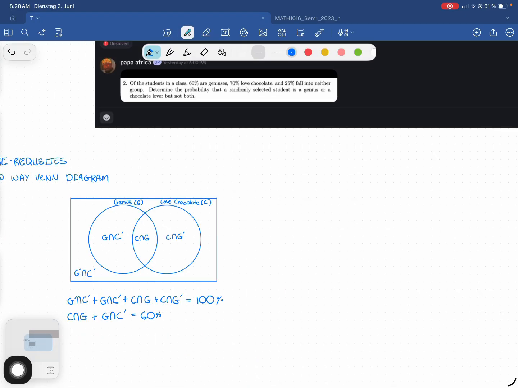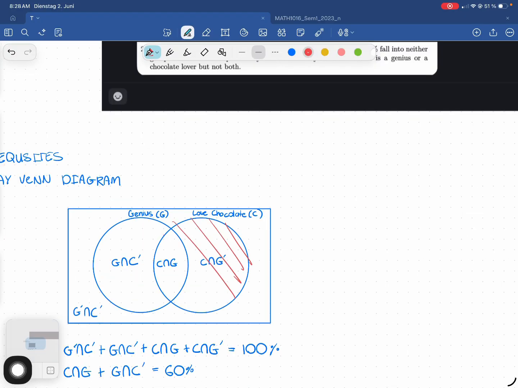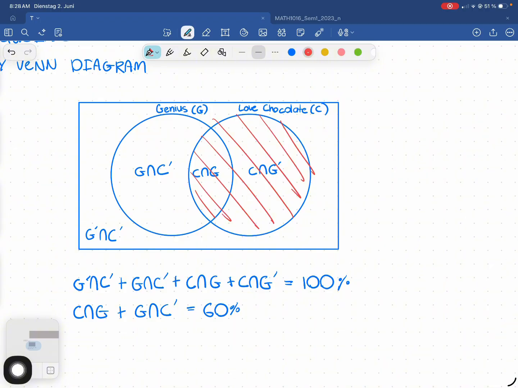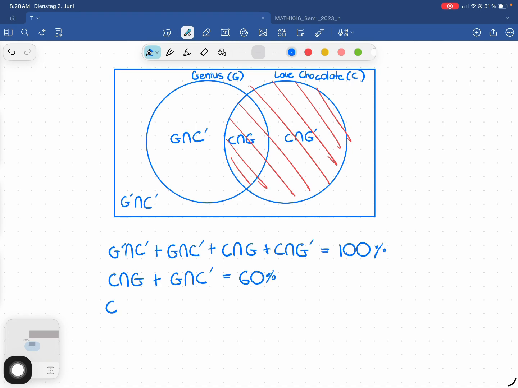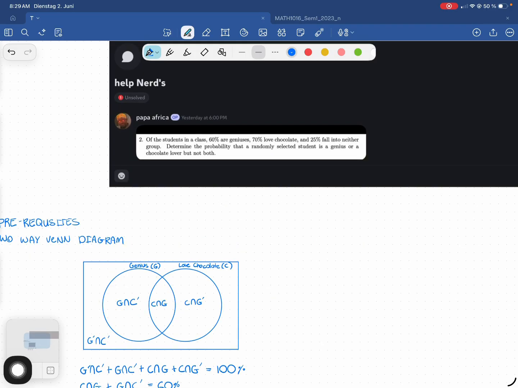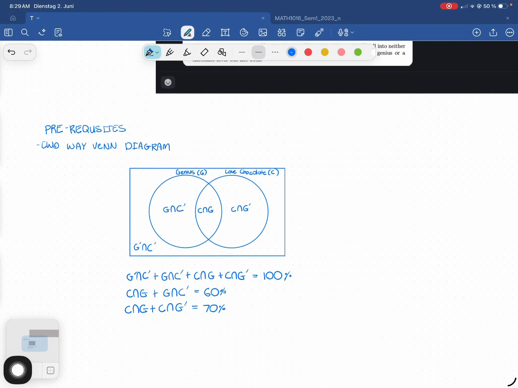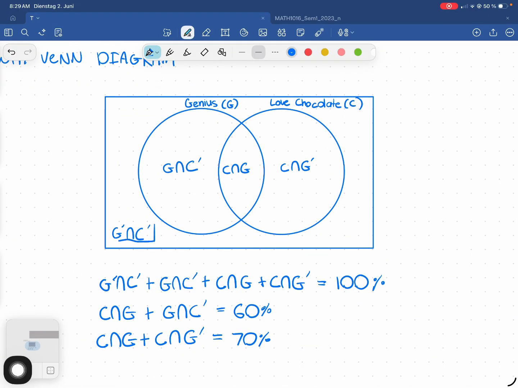How about for the people that love chocolate? People that love chocolate is in this area, and they can either be geniuses or not geniuses. So the area is equal to the people that love chocolate and are a genius, and the people that love chocolate but are not geniuses. And we can represent it like this. And it says here that 25% fall into neither group. And that is the definition of this. Not a genius, nor a chocolate lover.